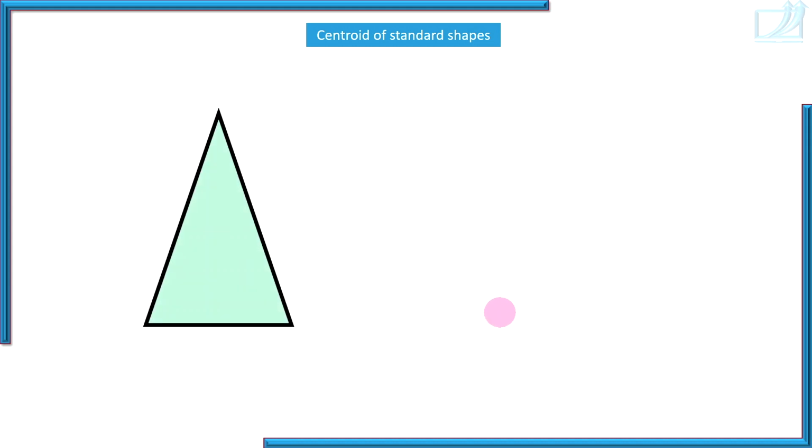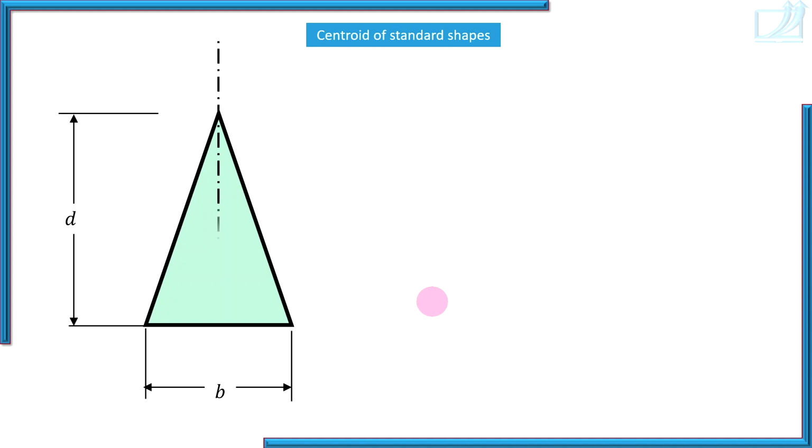A symmetrical triangle can be an isosceles triangle or an equilateral triangle. Here I have shown a symmetrical triangle of base B and height D. Height is measured along its axis of symmetry. Remember, the height of an isosceles triangle is measured along its axis of symmetry, and the edge of the triangle which is perpendicular to the axis of symmetry is considered as the base.